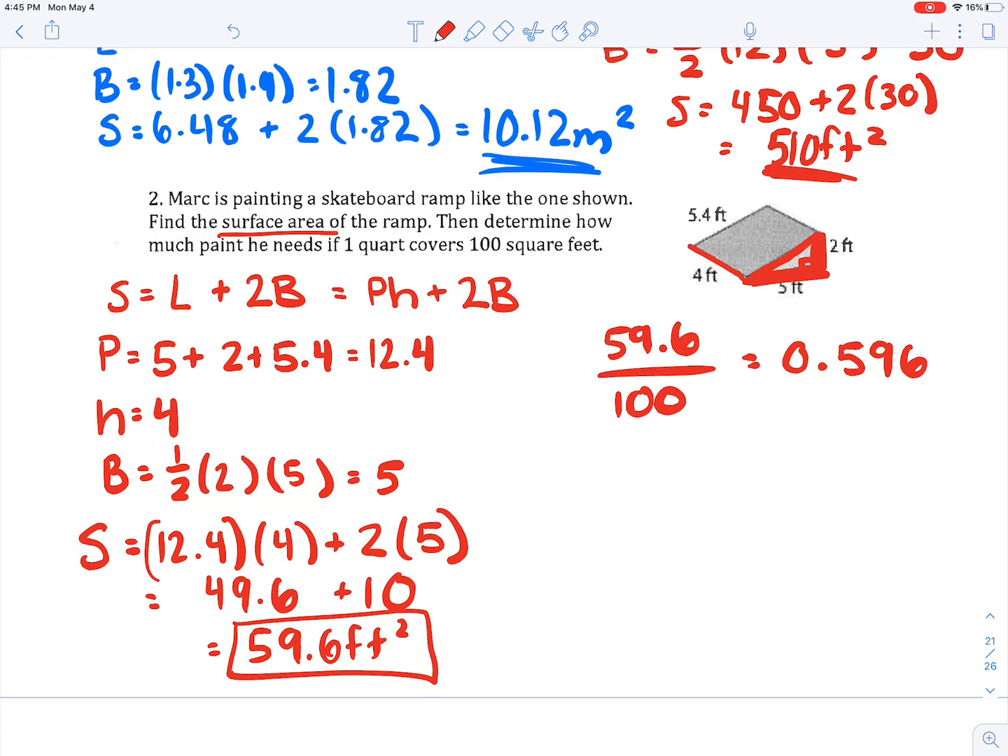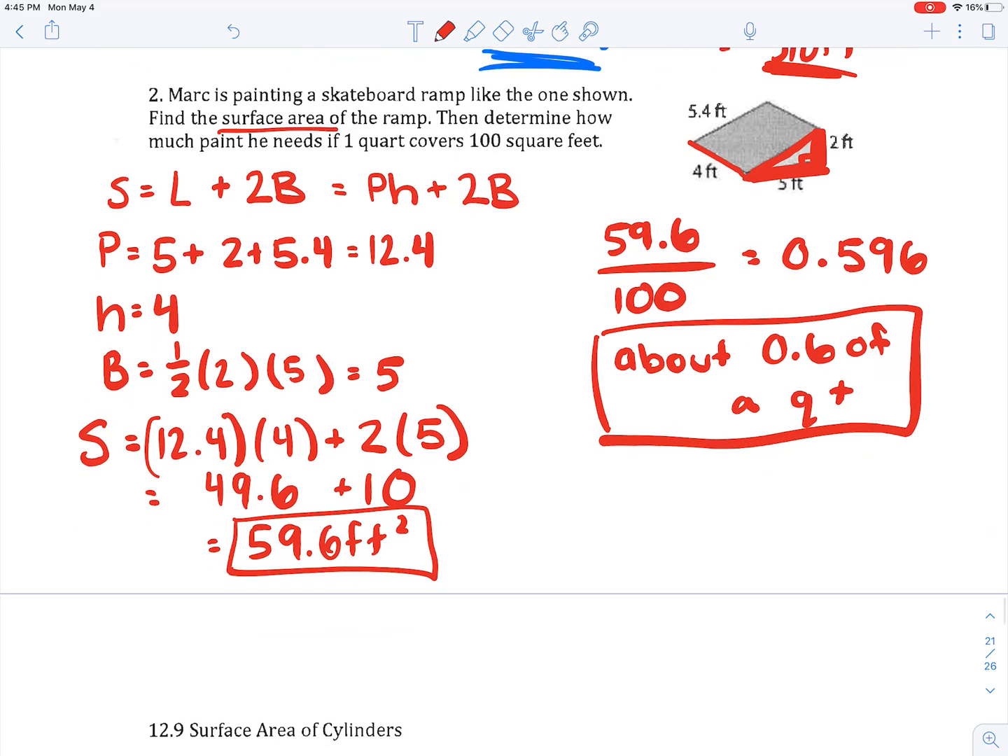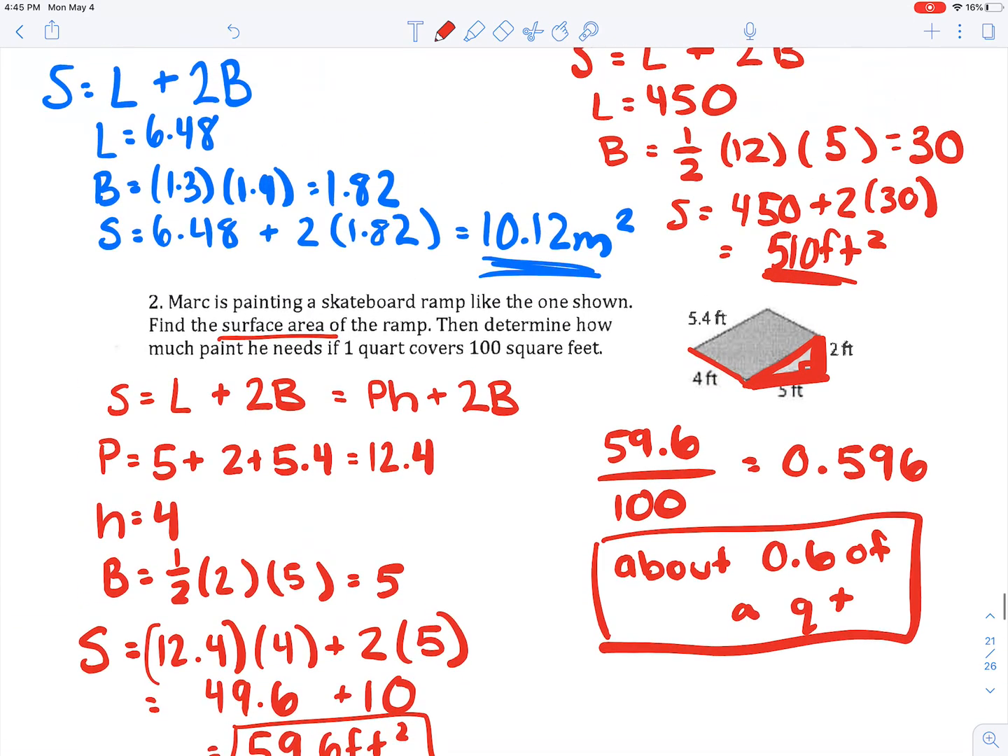Remember, whenever we divide by 100, it's like moving the decimal place 2 times to the left. So I can say about 0.6 of a quart. Alright, that's the end of 12.8.